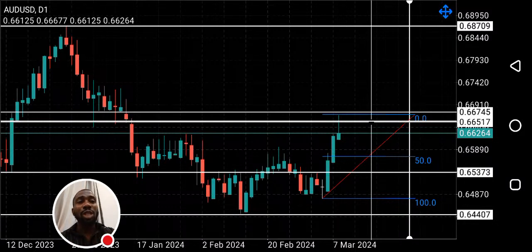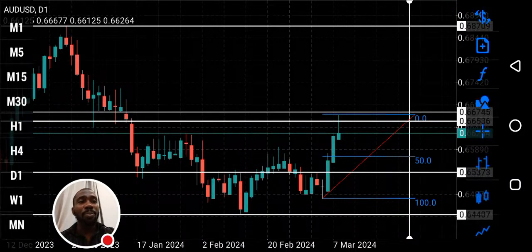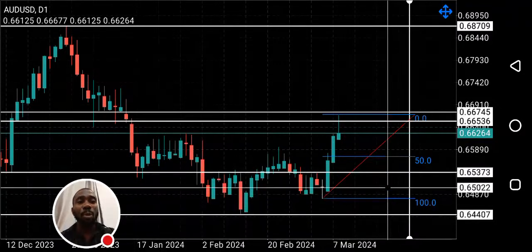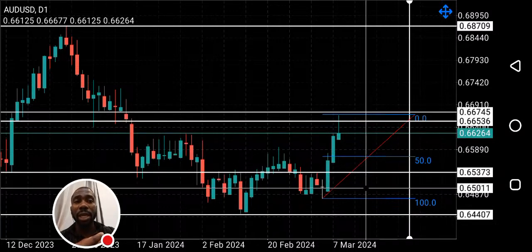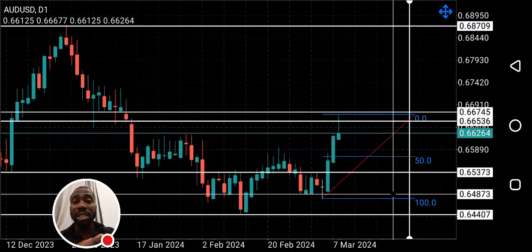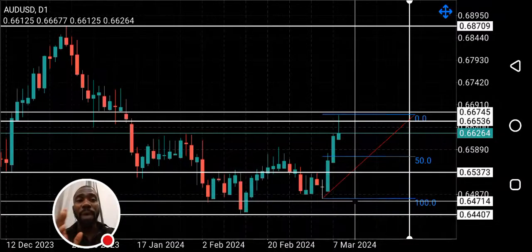So we want to see price pull back to a discount level, which is below level 50. So we want to see price pull back to a discount level before we buy. So with the pattern we have on the daily time frame, it indicates that the buyers, the bulls, are becoming weaker and the sellers are showing up strong.